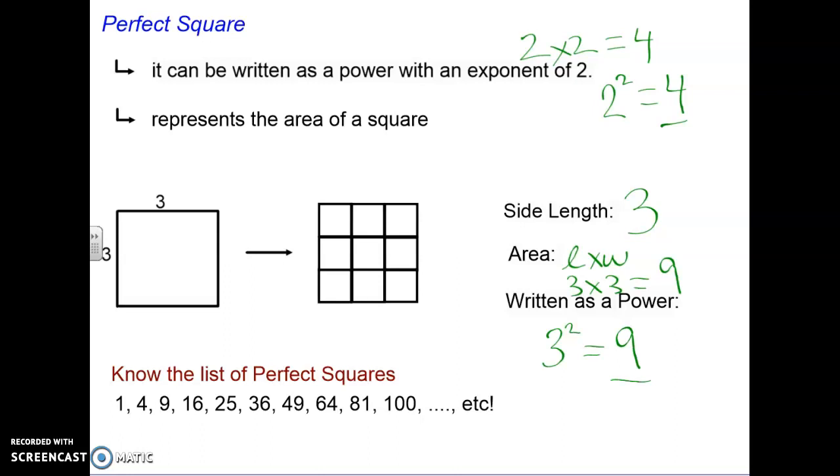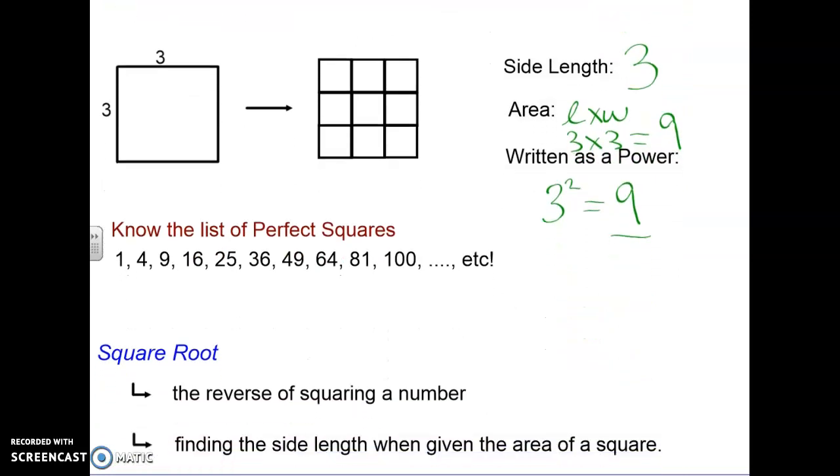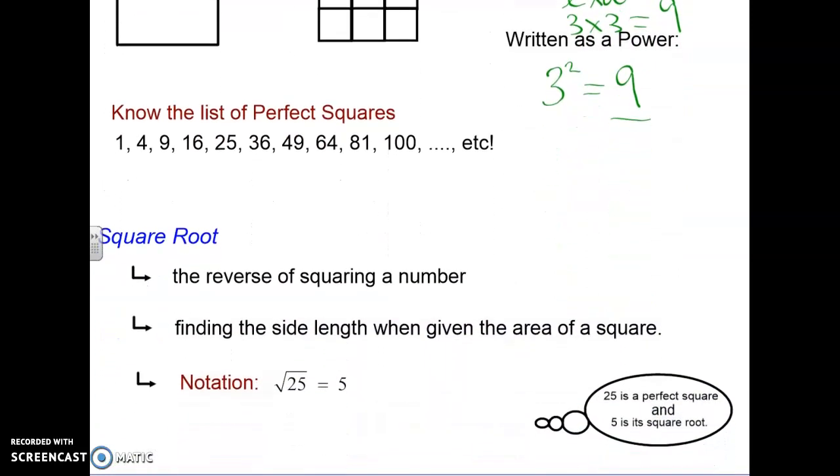Okay, so then we have a list of perfect squares, and I do encourage you to know the list of perfect squares. I would memorize maybe up to 100. It can go on and on. If you want to do it on the calculator, you just take the number and multiply it by itself. Okay?